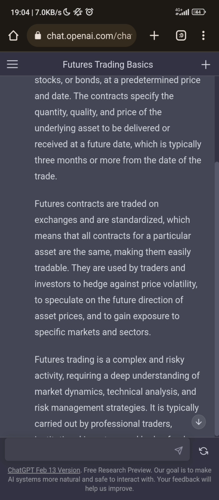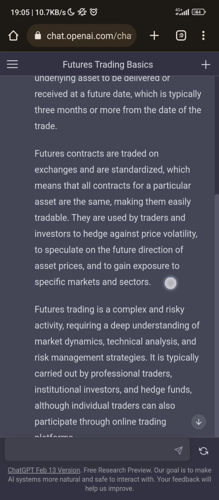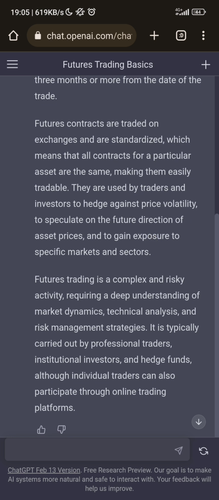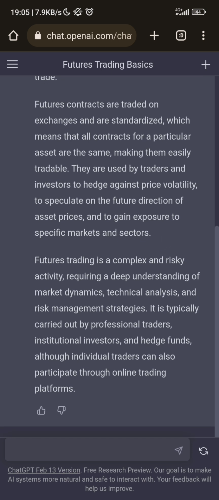So in that agreement, if the price does not get to the point you want at the time you want to sell, that's when you'll be in loss. But if the price has gone beyond that point you want to sell, then you are in profit. So futures contracts are traded on exchanges and are standardized, which means that all contracts for a particular asset are the same, making them easily tradable. They are used by traders and investors to hedge against price volatility, to speculate on the future direction of assets, and to gain exposure to specific markets and sectors.